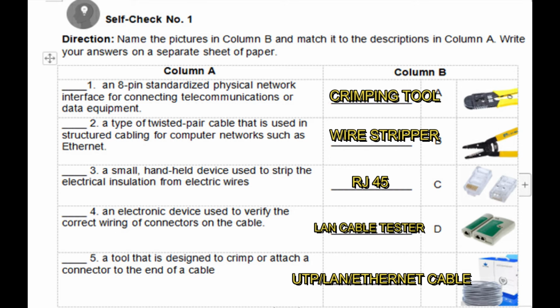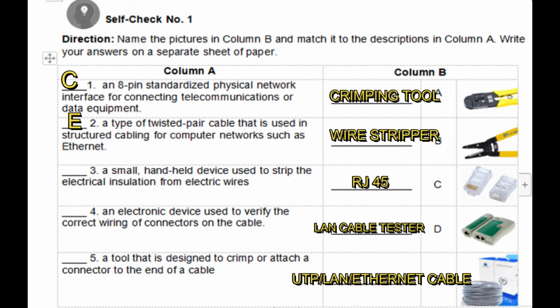And for the function, let us match. Number 1, it is an 8-pin standardized physical network interface for connecting telecommunications or data equipment. That description is for letter C, RJ45. Number 2, a type of twisted pair cable that is used in structured cabling for computer networks such as Ethernet. So that is for letter E, Ethernet cable.